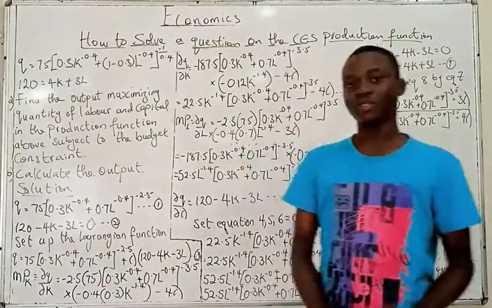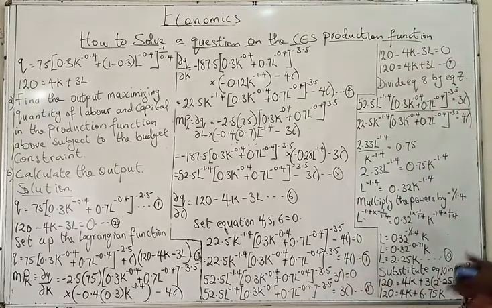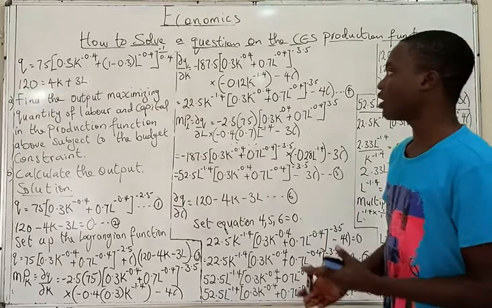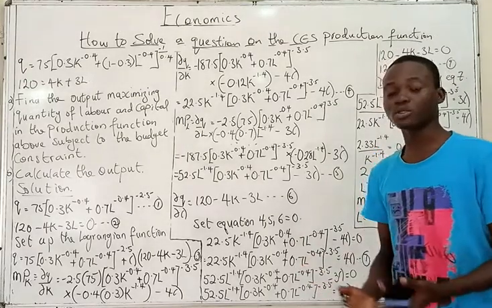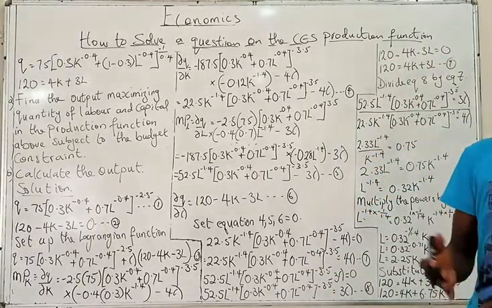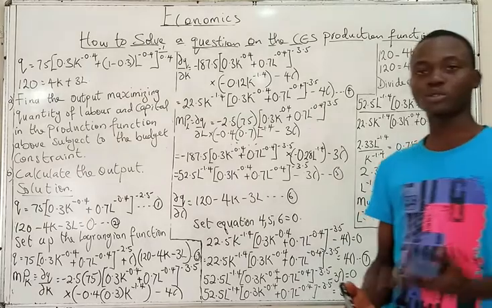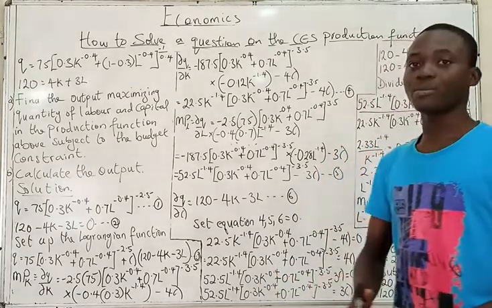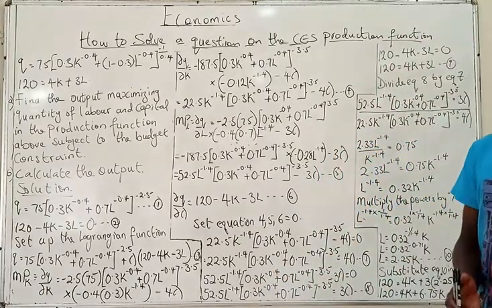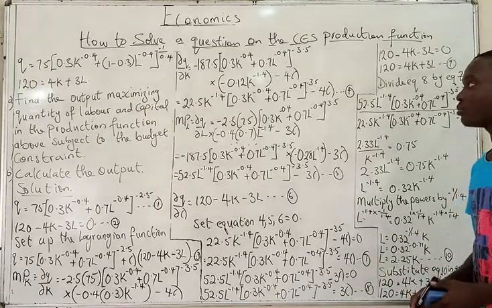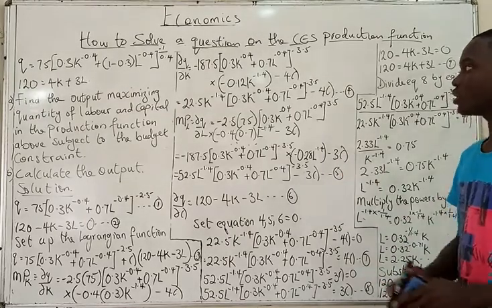What shall we be talking about today? We shall be talking about how to solve a question on the CES production function. In the previous class, we learned about the introduction to the CES production function. We were able to calculate the marginal product of capital as well as the marginal product of labor. So in this particular video, we shall be applying many of the things we learned in that video to solving a question.